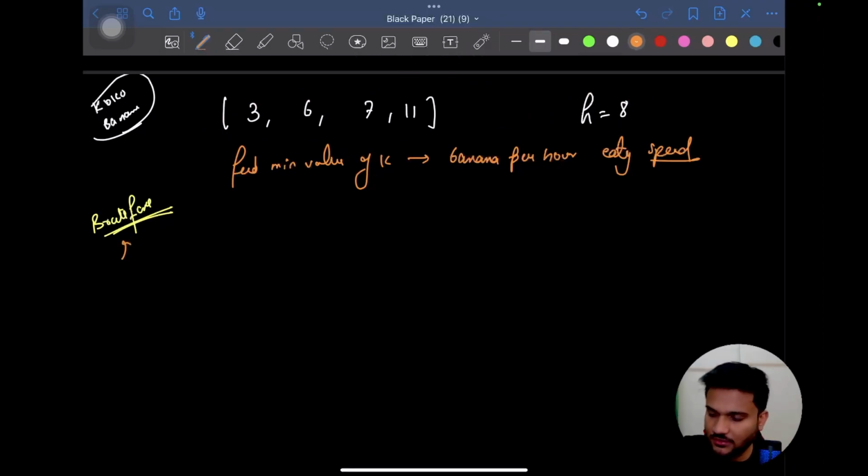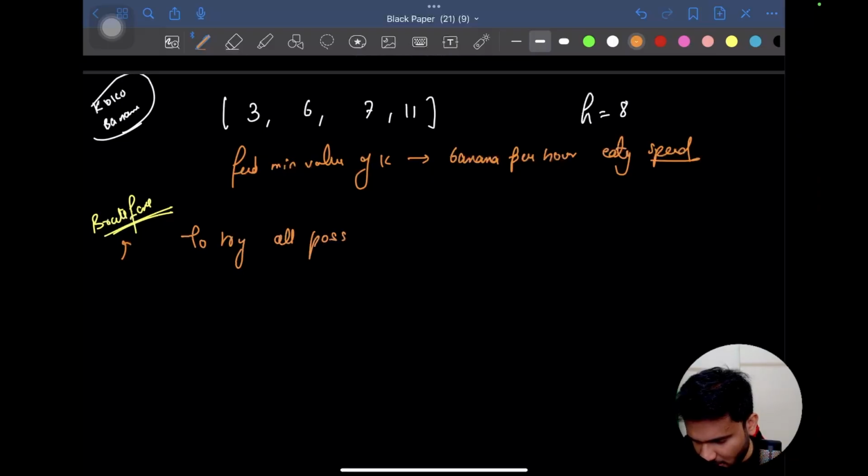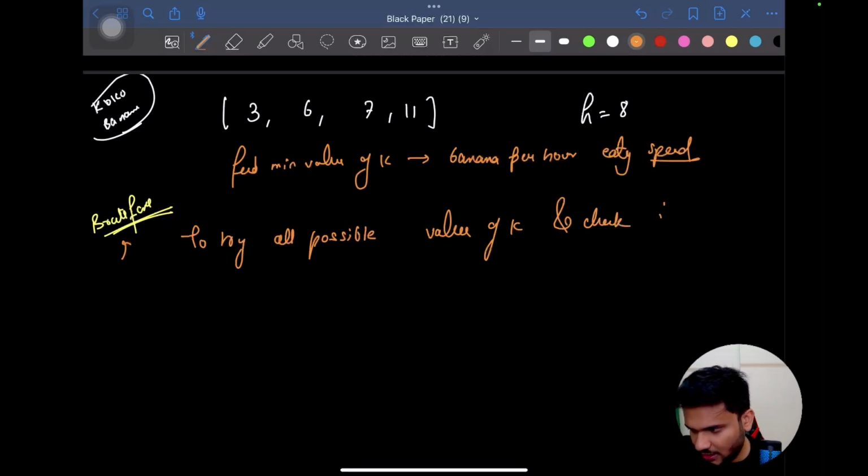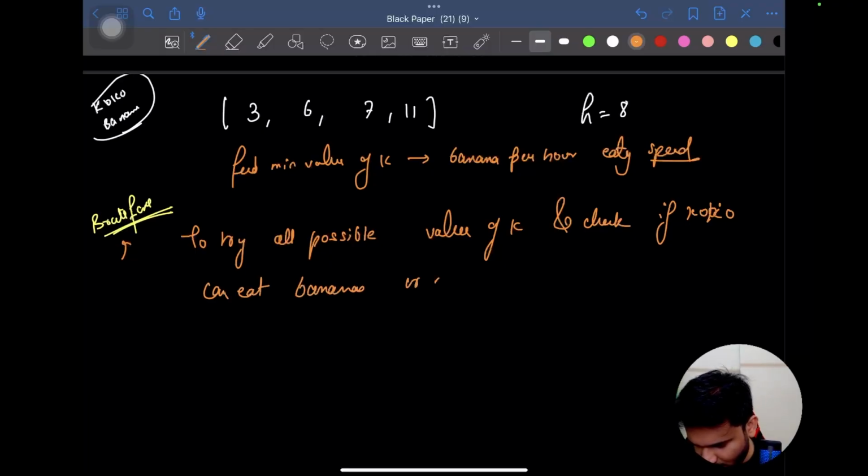The brute force will be to try all possible values of K and check if Coco can eat the bananas or not. Can I say that? Right. So the brute force will be to try all possible values of K. What are the possible values of K?